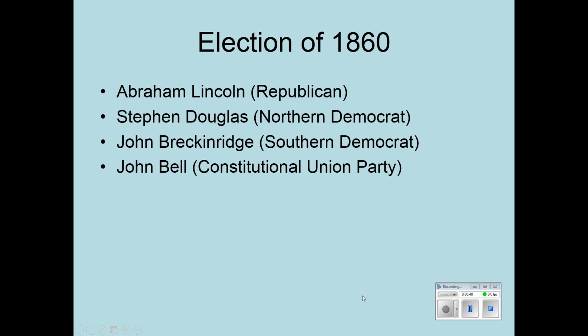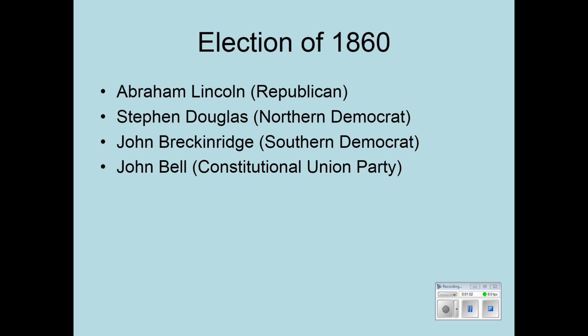Breckinridge was a strong defender of slavery. He was the candidate of the Deep South. Douglas was still trying to push popular sovereignty and not really pleasing anybody very much, although he got a fair number of votes in the North, fewer votes in the South.